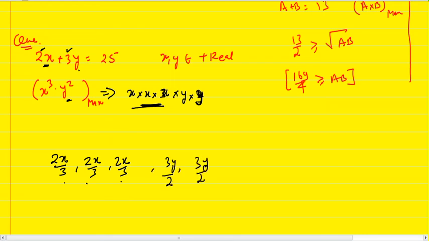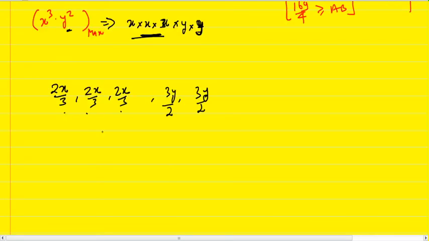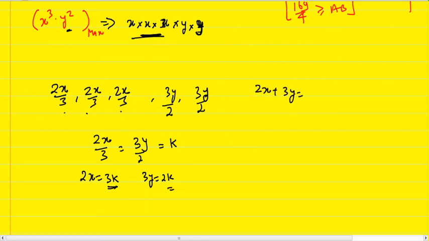Now all these terms are equal. If all these terms are equal, you are basically asking for this and this to be equal. Now if these are equal, they must be equal to something. Let us say k. That gives me 2x is equal to 3k, 3y is equal to 2k. Please observe, this value and this value can be directly put in this equation. So 3k plus 2k is equal to 25. That gives me k is equal to 5.